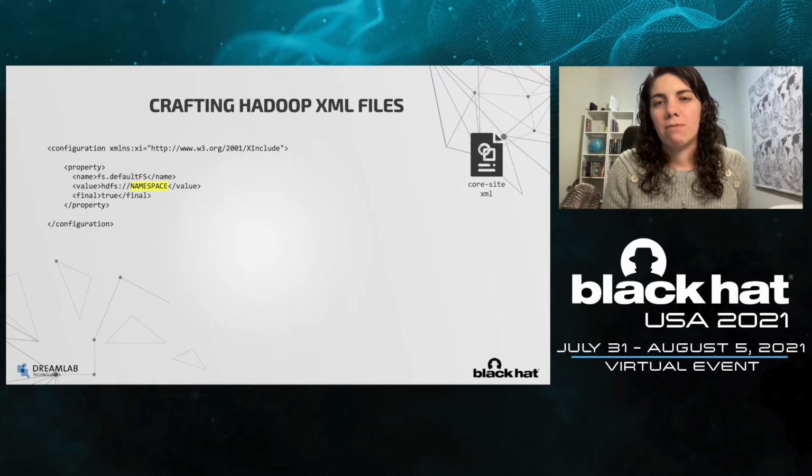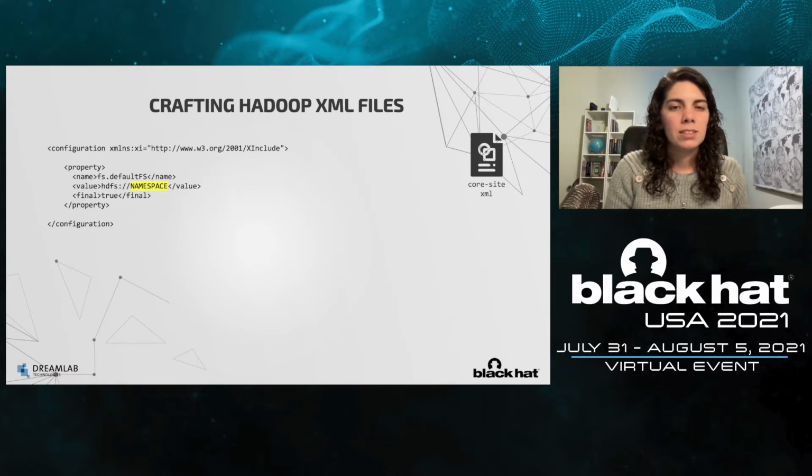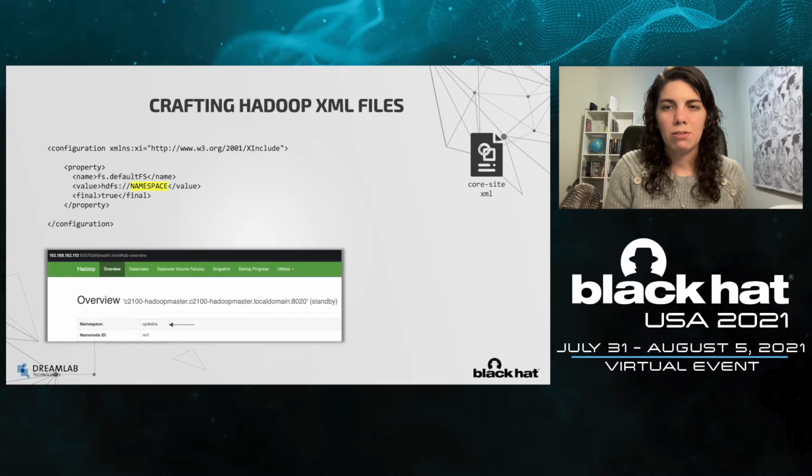The only information we need here is the namespace. It's pretty easy to find this information because Hadoop exposes by default a dashboard on the name nodes on port 50070, a pretty high port, and we can access it without authentication. So here we can find the namespace, Sheila in my target cluster, and that's all we need for this file.